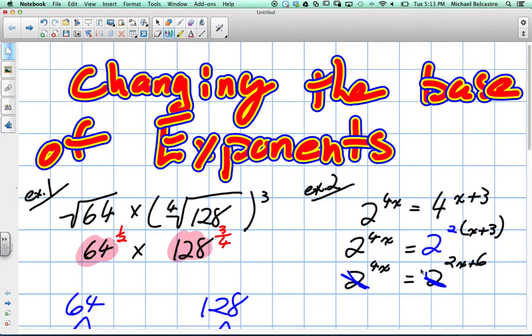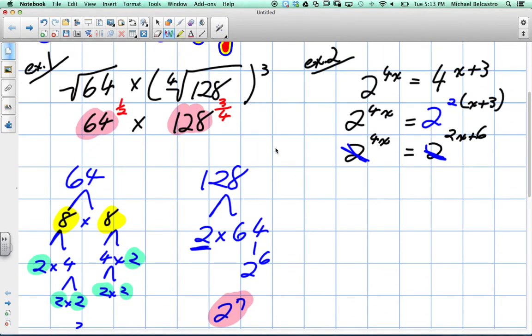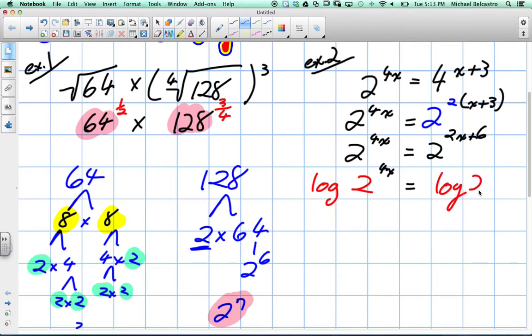Now the reason this works, and we talked about it, is we've used logs. So if you haven't used logs before, you can just kind of do this to solve it. But since we've used them, we'll go through the proof. We'll find the log of both sides. So we find log of 2 to the power of 4x is equal to log of 2 to the power of 2x plus 6.